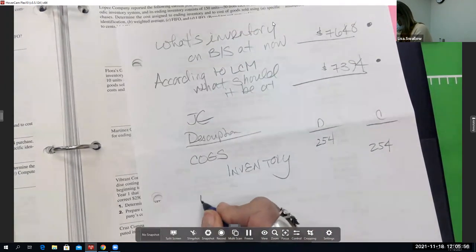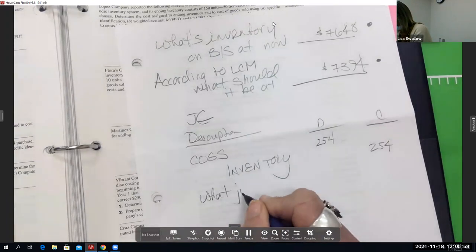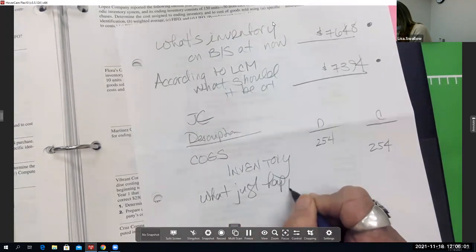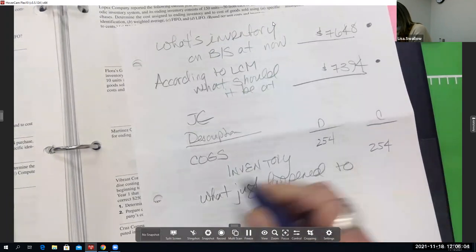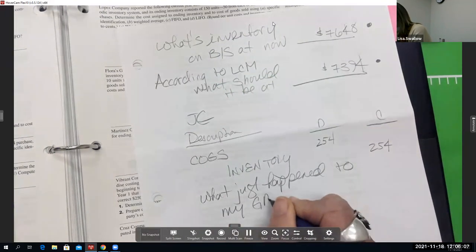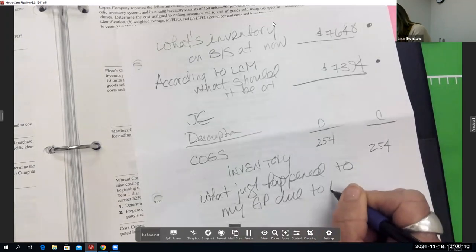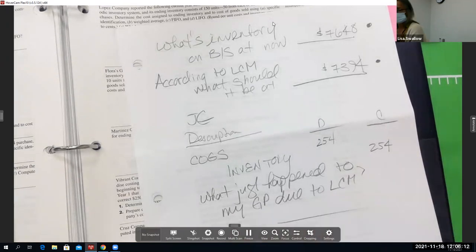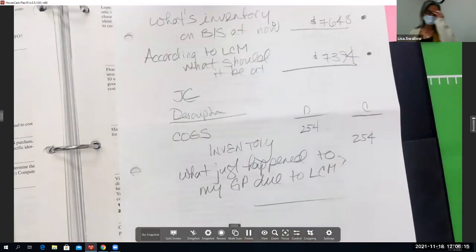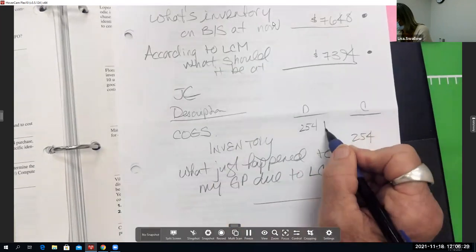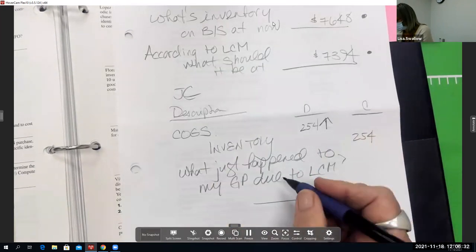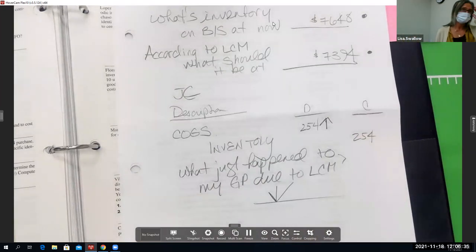Okay, what just happened to my gross profit due to lower of cost or market? Don't say it out loud, just write it down. What just happened with this journal entry to my gross profit? That's all. Yeah, it went down. Sure it did. My COGS just went up, which drove my gross profit down.